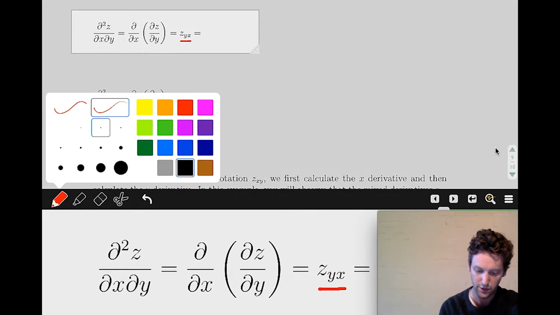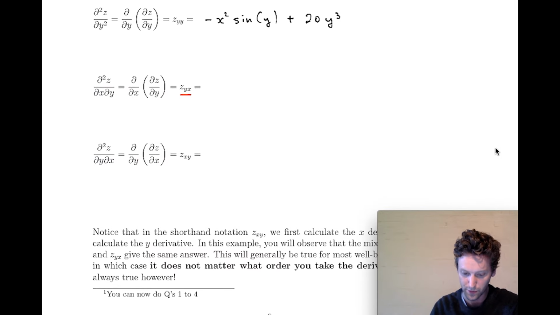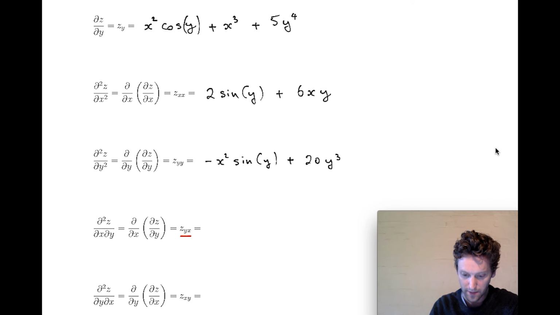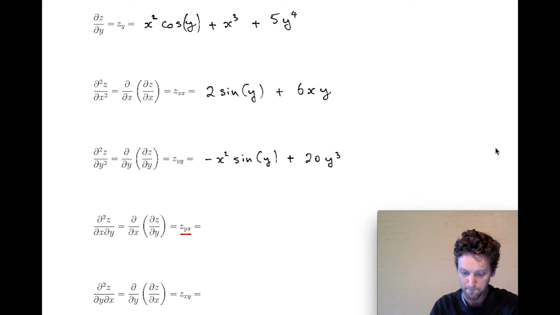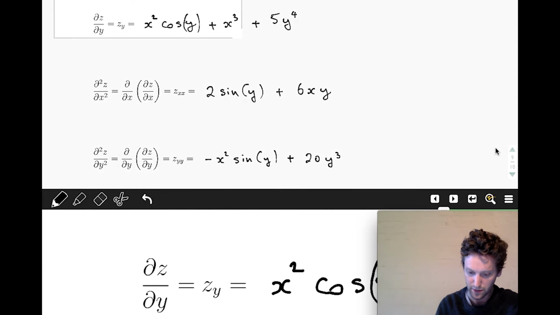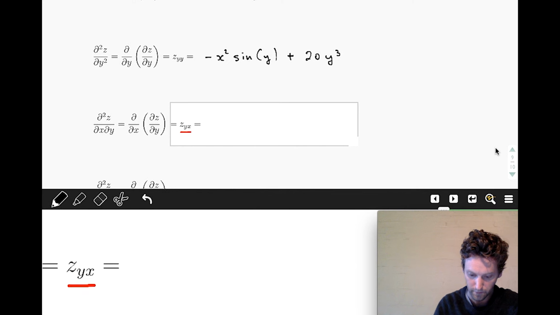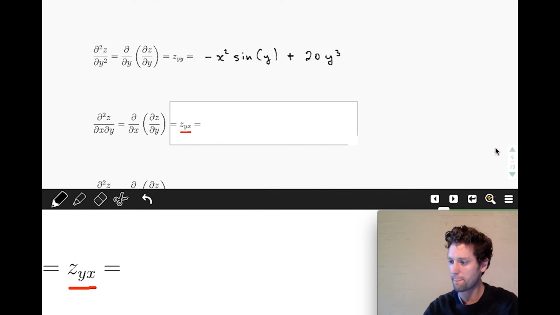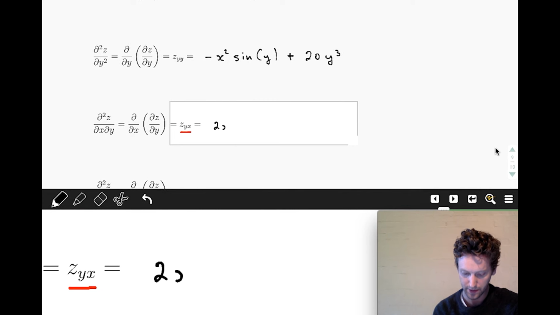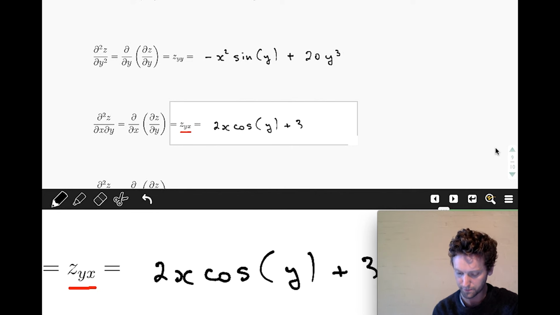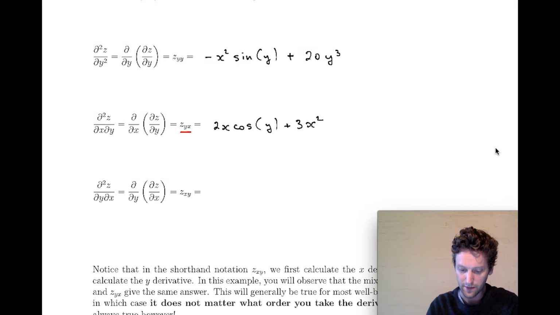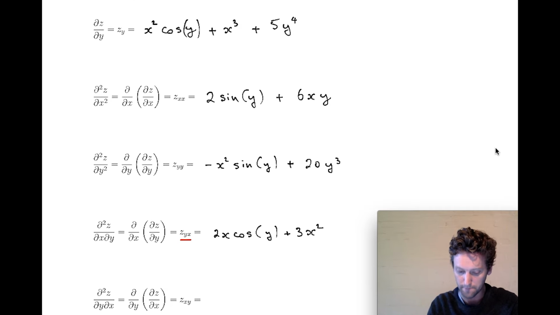So to do that, I'm going to need to go back again and look at what my derivative was with respect to y. So that was given by x squared cosine y plus x cubed plus 5y to the power of 4. And the derivative of that with respect to x is going to be given by 2x cosine y plus 3x squared. And that last part, 5y to the power of 4, that doesn't have a derivative with respect to x because, of course, it's only a function of y.